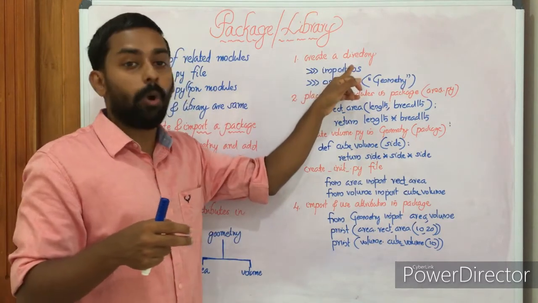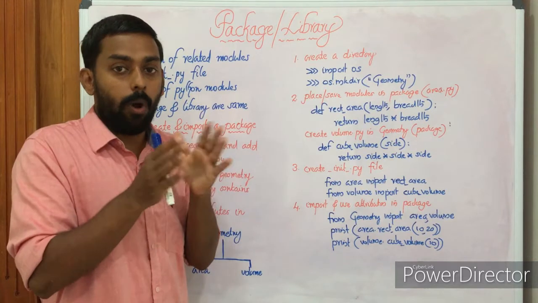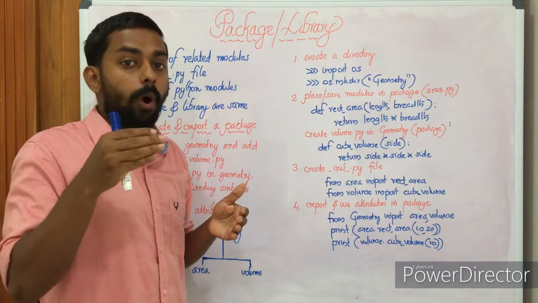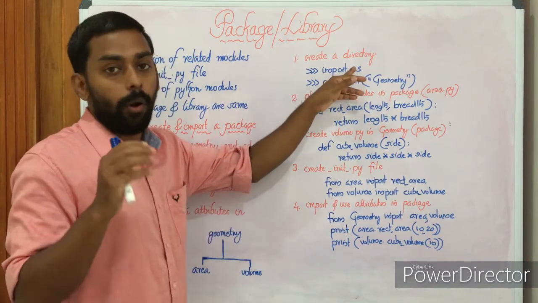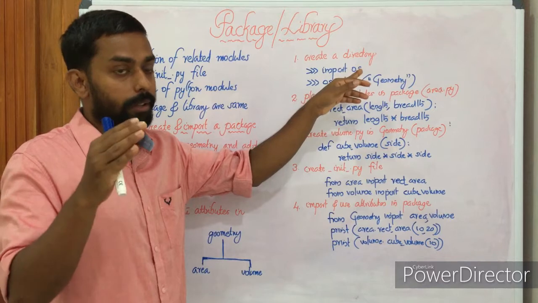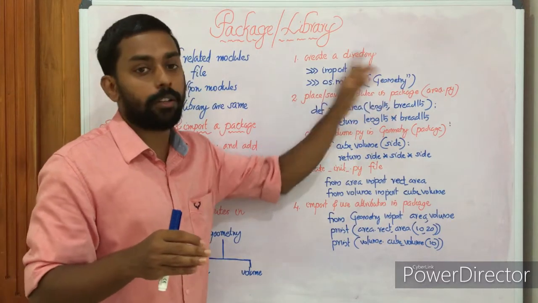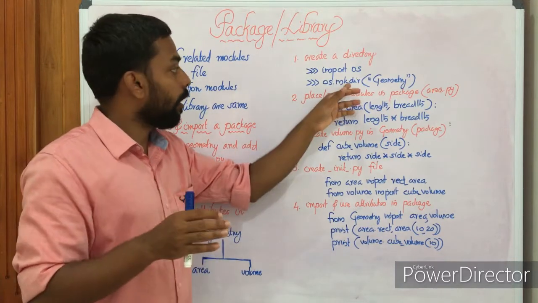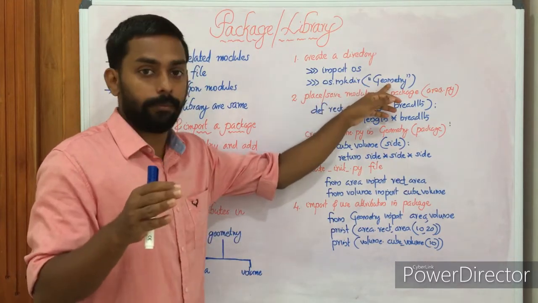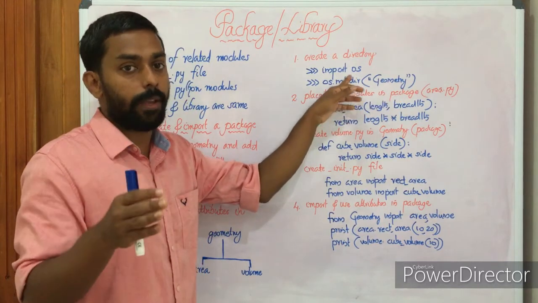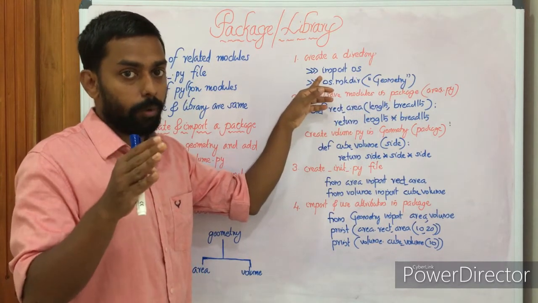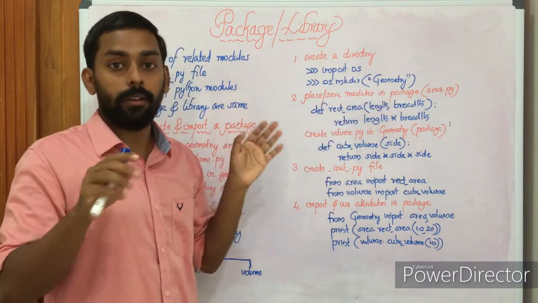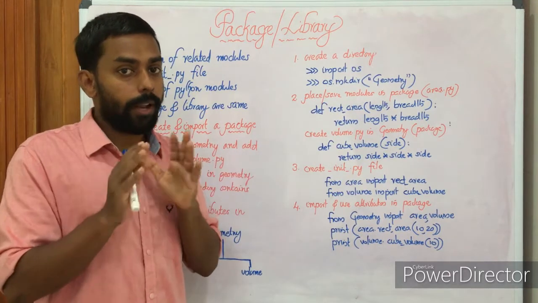The first step is import os. OS stands for operating system. We are performing an OS dependent operation, so we have to import os. Then os.mkdir geometry. mkdir stands for make directory. It is a function available in the os module. So we are making a directory called geometry, the name of the package or directory.